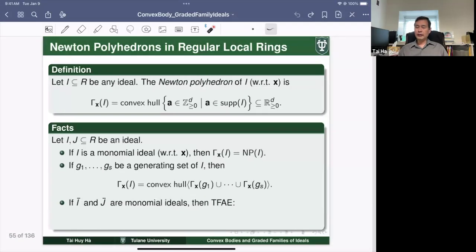And it also has a nice property that we see for monomial ideals. Particularly, if we know that the integral closures of two ideals are monomial, then the Newton polyhedron actually characterizes the equalities between the integral closures of these ideals. Particularly, if we know that these are monomial ideals, then the equality of the integral closures happens if and only if the two Newton polyhedra are the same.